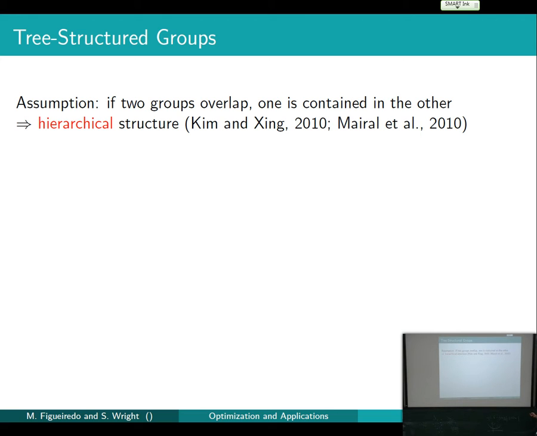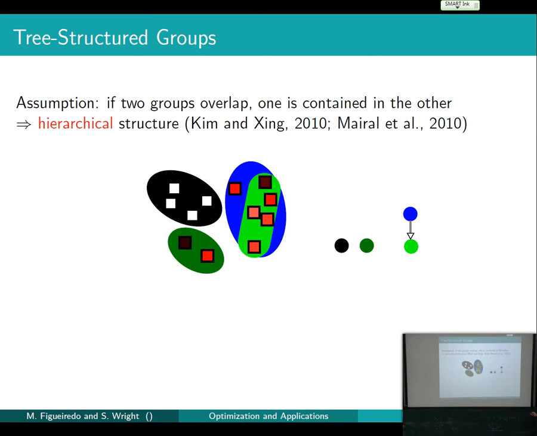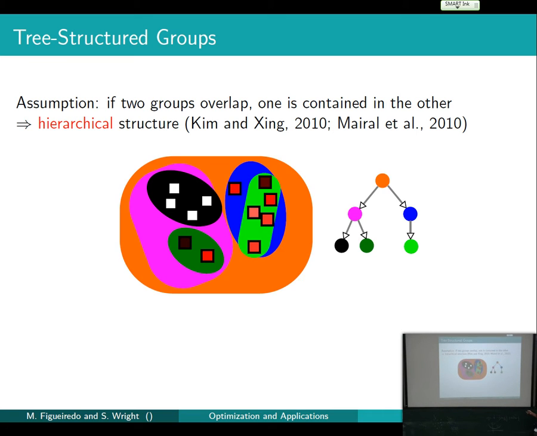Tree structured groups, this is where the groups are designed so that there is overlap between the groups. But if there is any overlap, one is inside the other one, okay? And so you can form kind of a hierarchical structure of the groups. So for example, you could start out with these three groups, and then there could be another group which is inside the blue group. And then there could be another group that includes these two groups, okay? And so you can actually make up a tree based on the different groups. So you start out with these first three groups here on the bottom, and then the blue group is a supergroup of the first one, and the purple group includes the bottom two. And then there could be a group that includes all of those indices.